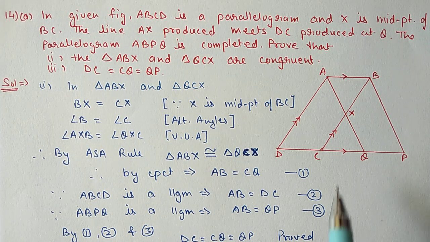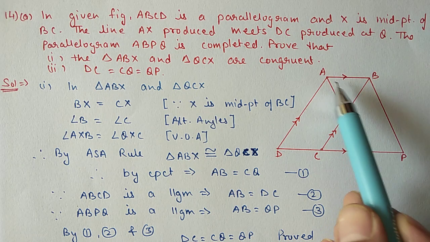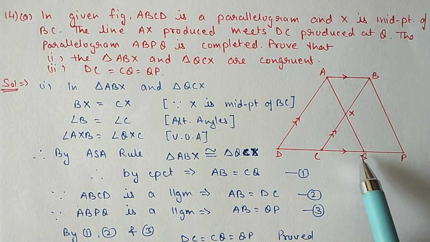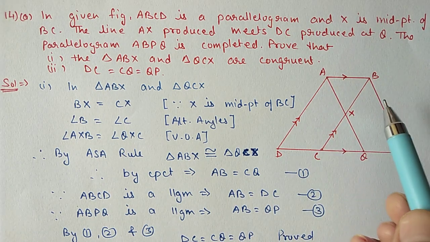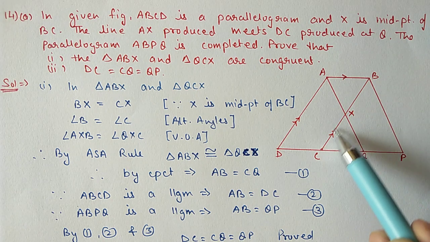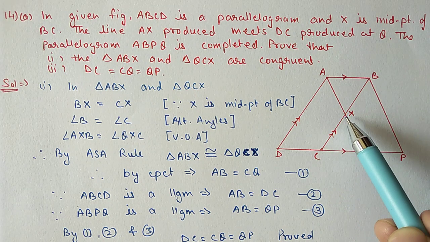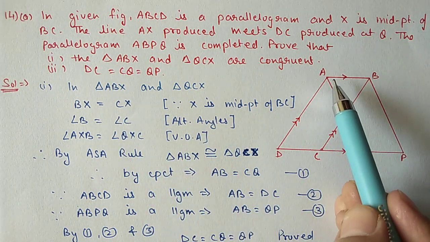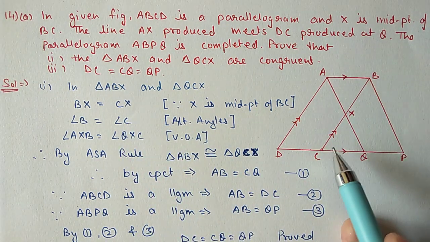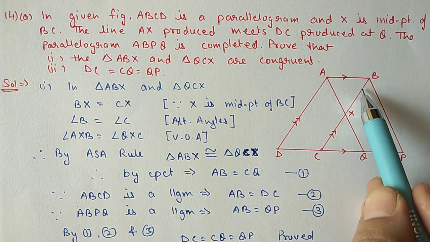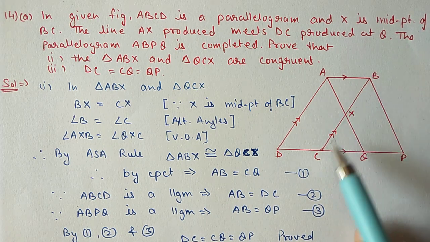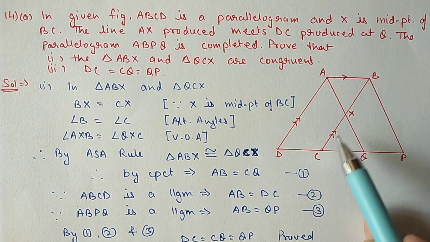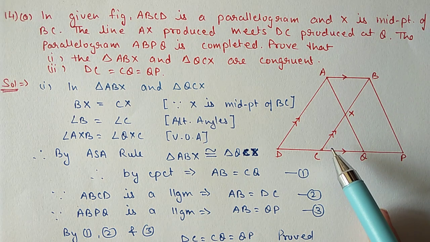So first we will take the first part. We will take these two triangles ABX and QCX. In these two triangles, BX is equal to CX because it is given X is the midpoint of BC. Second, angle B is equal to angle C because these two are alternate angles, as these two are parallel lines, so they will be equal.